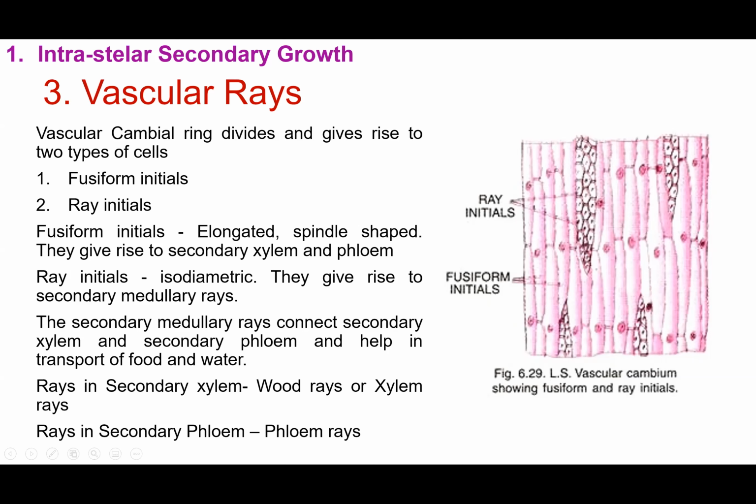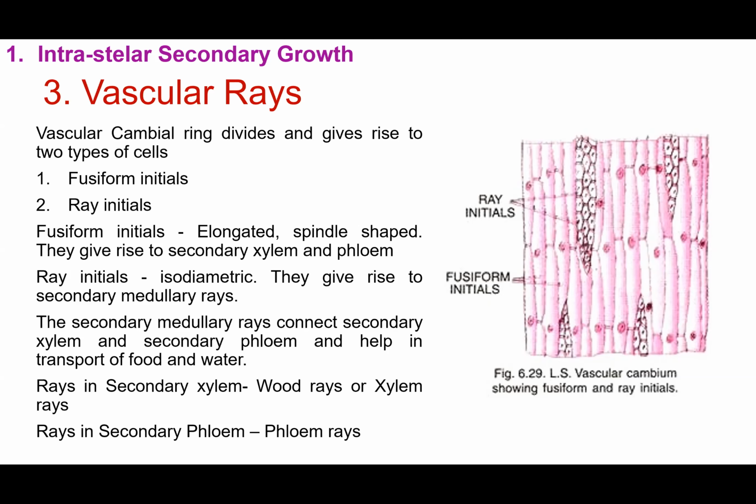So two types of tissues are being formed in secondary growth. One is your secondary xylem and secondary phloem, and apart from that you also have secondary medullary rays. So why do we have secondary medullary rays? Secondary medullary rays connect your secondary xylem to secondary phloem and help in the transport of food. It's not just secondary xylem and secondary phloem that is being formed. In between you have certain ray initials also, which help in connecting the secondary xylem to secondary phloem and help in the conduction of water and food material.